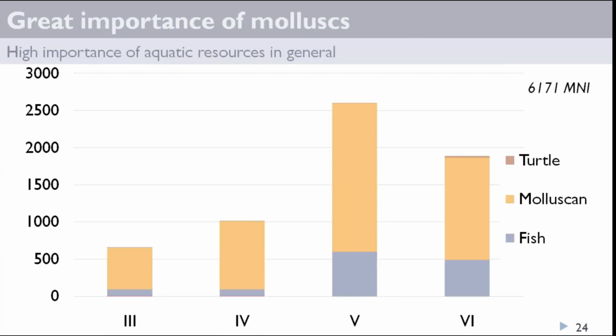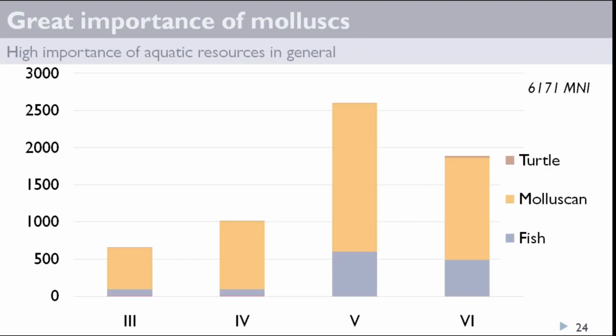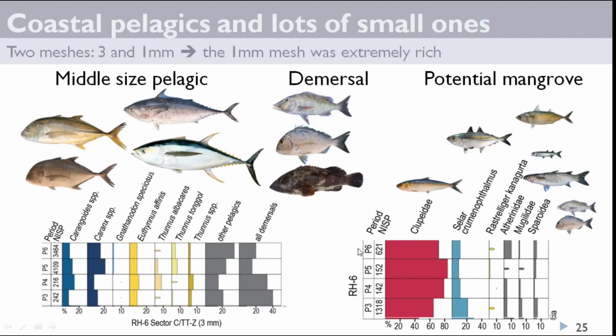And yeah, so I present you in terms of diversity the importance of the aquatic biodiversity, but it's also the case when you look at the quantitative result. So obviously the molluscs are the more important taxa, which was marine taxa, which was exploited, but the fish came in second position. So for the fish, 2 kinds of sieving were realized in this site.